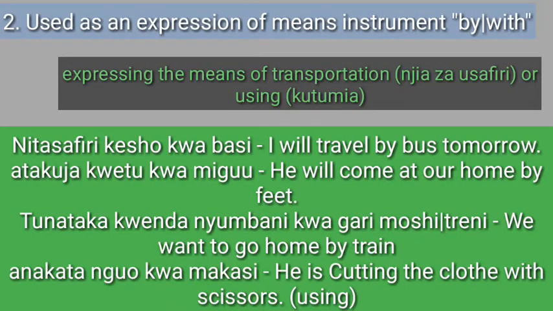Number 2, used as an expression of means, instrument. By or with, expressing the means of transportation, njia za kusafiri, or using, kutumia. Example, nitasafiri kesho kwa basi. I will travel tomorrow by bus. Atakuja kwetu kwa miguu. You can't say na miguu with legs. You'll say kwa miguu, by feet. He will come at our home by feet.